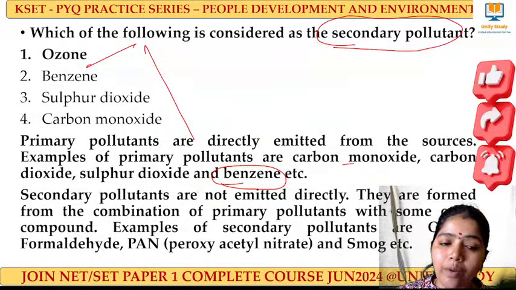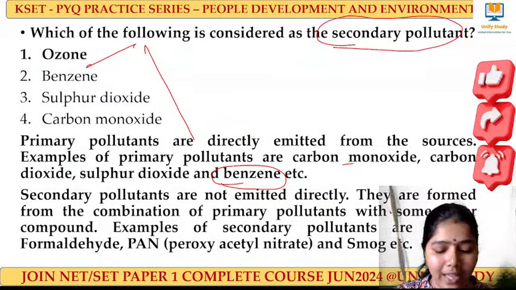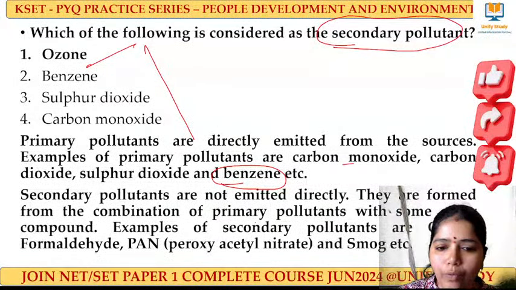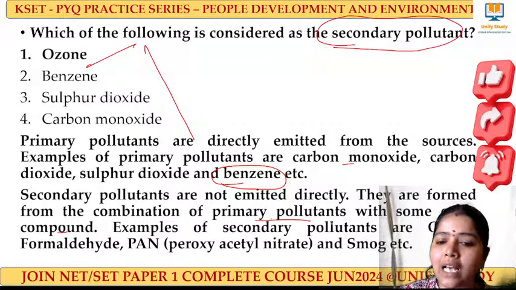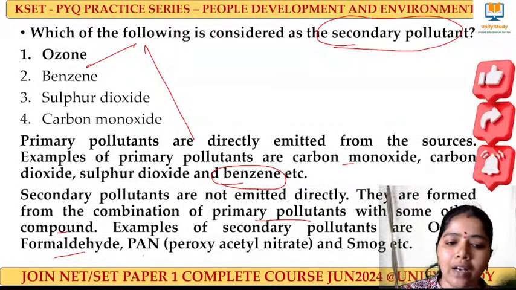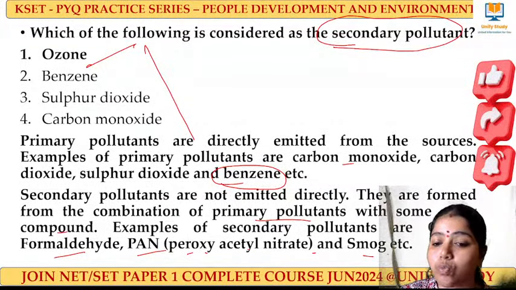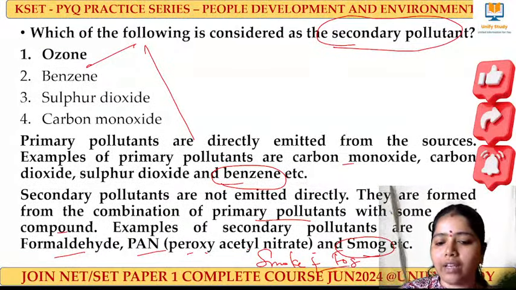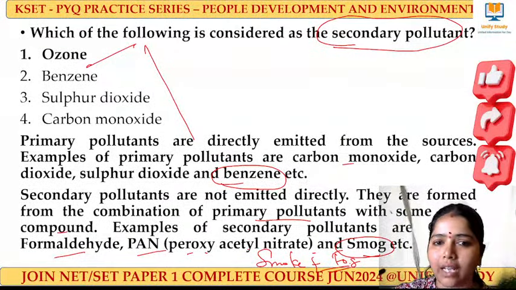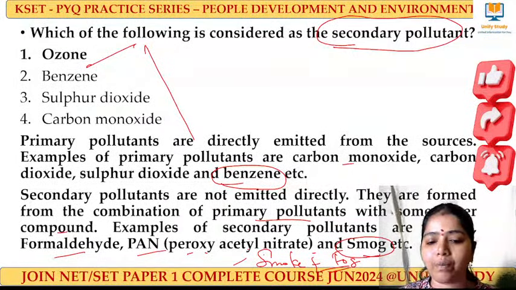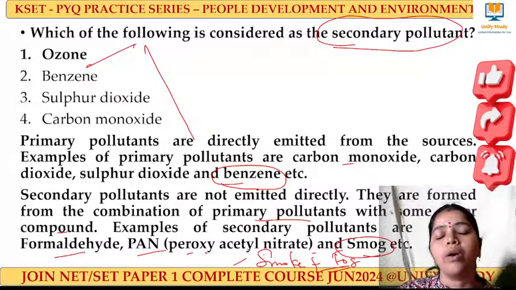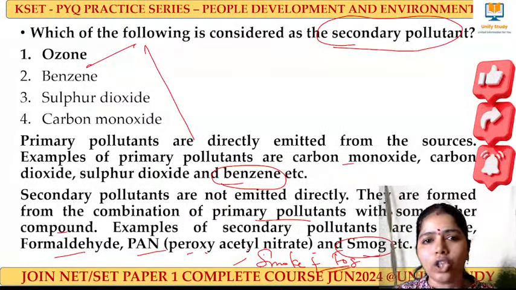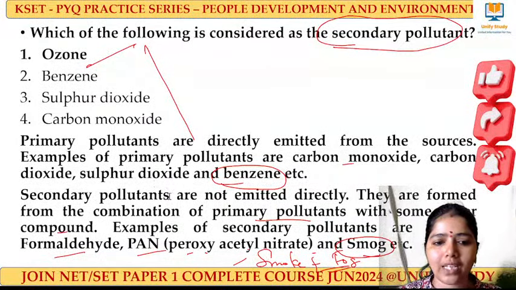Secondary pollutants are not directly emitted. They react with the primary pollutants in the atmosphere, so the secondary pollutant is formed by the combination of a primary pollutant with some other compound. Examples: ozone, formaldehyde, PAN, that is peroxyacetyl nitrate, and smog. What do you mean by smog? Smoke plus fog. In cities like Delhi, there is heavy smoke because pollution is high from vehicles and all, and the fog is there, and together they create smog. Very good.